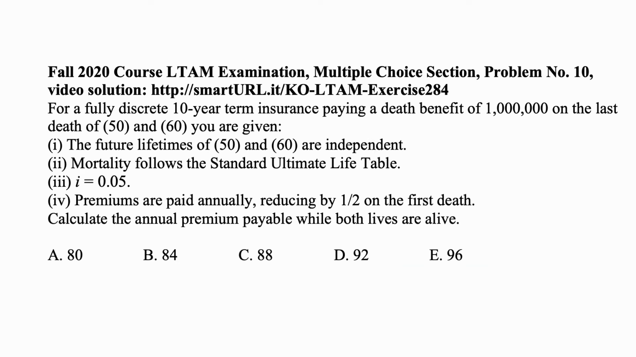Here's a problem for today for exam LTAM. For a fully discrete 10-year term insurance paying a death benefit of $1 million on the last death of 50 and 60, you are given the future lifetimes of 50 and 60 are independent. Mortality follows the standard ultimate life table. Interest rate is 5%, which is the rate in the table. Premiums are paid annually, reducing by half on the first death. Calculate the annual premium payable while both lives are alive. So the premium basically is such that there's a half of the premium paid until the first death and half of the premium paid until the second death.